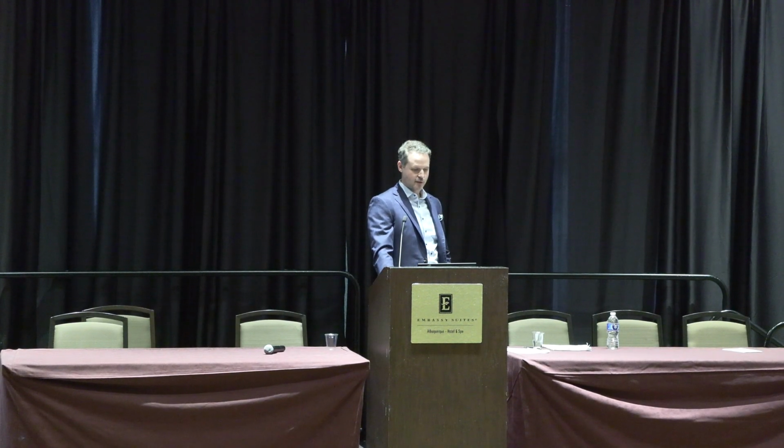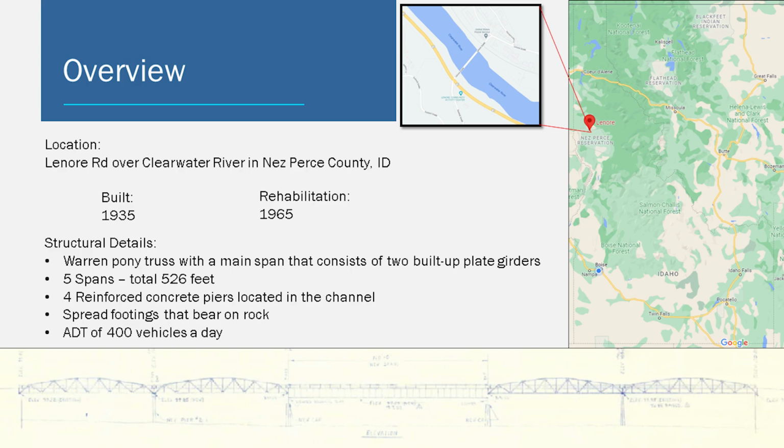So this bridge is Lenore Road over the Clearwater River in Nez Perce County, Idaho, in Lenore, Idaho. It was built in 1935, it's pretty old. About 30 years later, they did a rehabilitation project on it in 1965. The approach spans are Warren pony trusses. The main span in the middle is 2 built-up plate girders. It's 5 spans total, about 530 feet long. 4 reinforced concrete piers located in the channel, and they're spread footings that just bear on bedrock. Average daily traffic's not that high, about 400 vehicles a day.